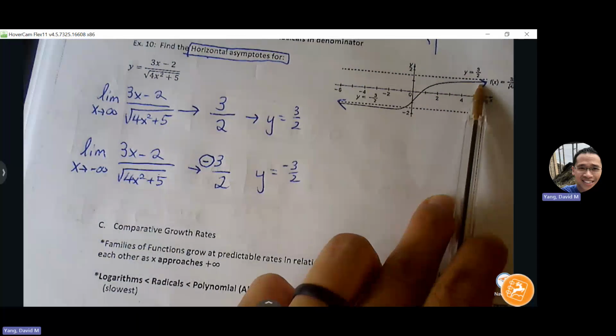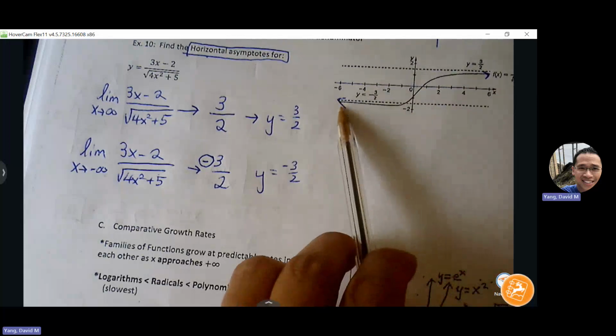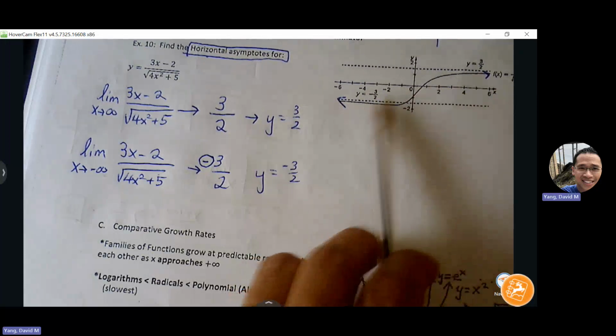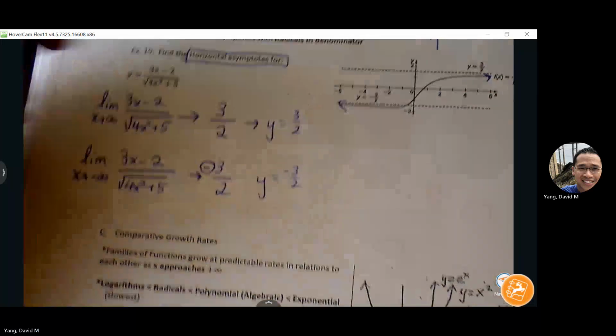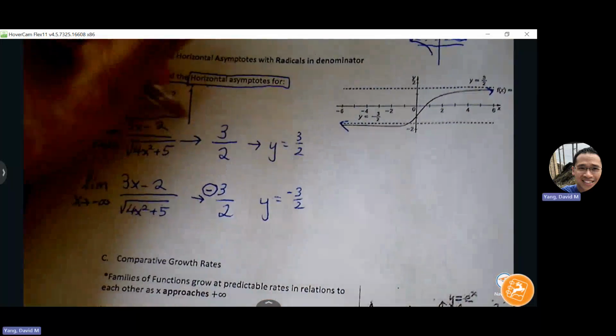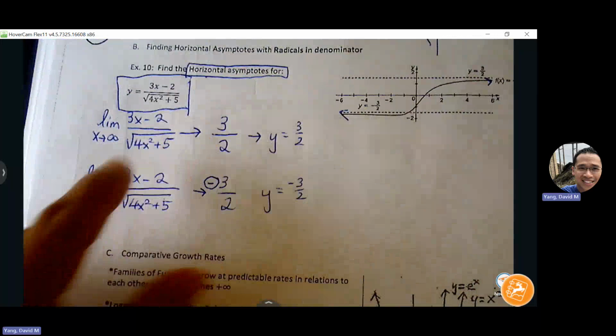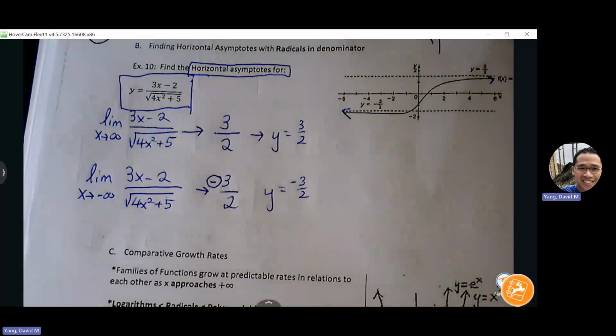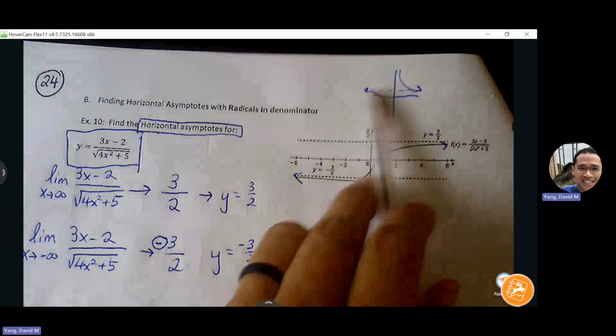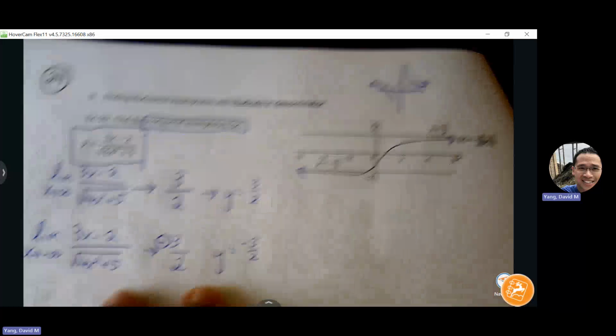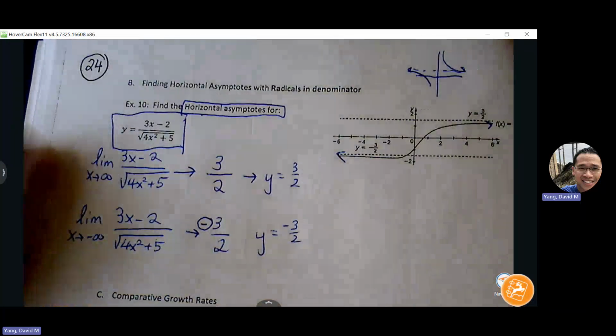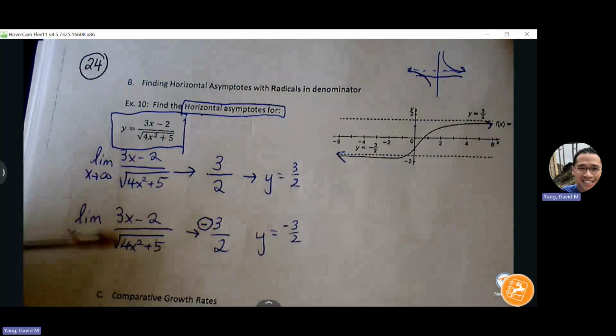So one side is headed towards 3/2. The other side is headed towards negative 3/2. This is only going to happen when you're dealing with these weird looking functions with the square root. Otherwise, it's going to be the same asymptote on both sides. And this is the only time that we're going to have split asymptotes: if you see a radical in the denominator and the degrees are the same.